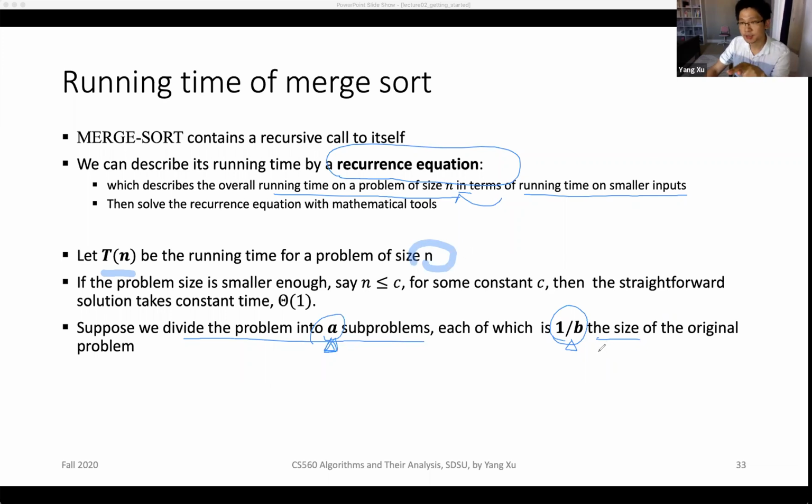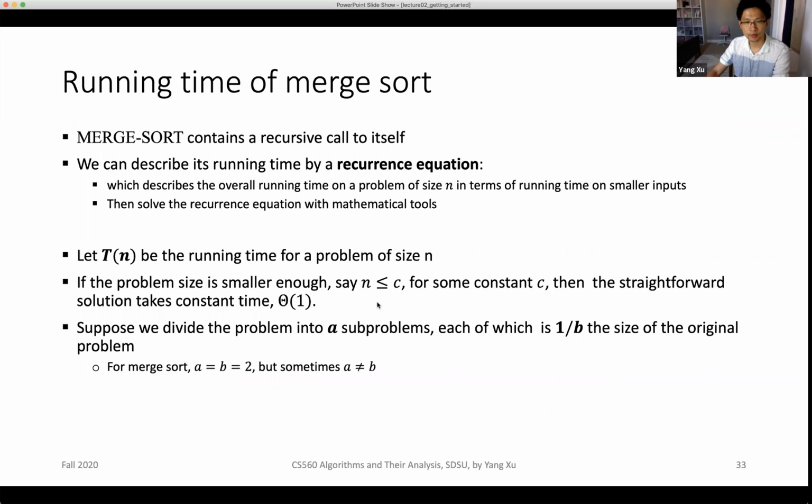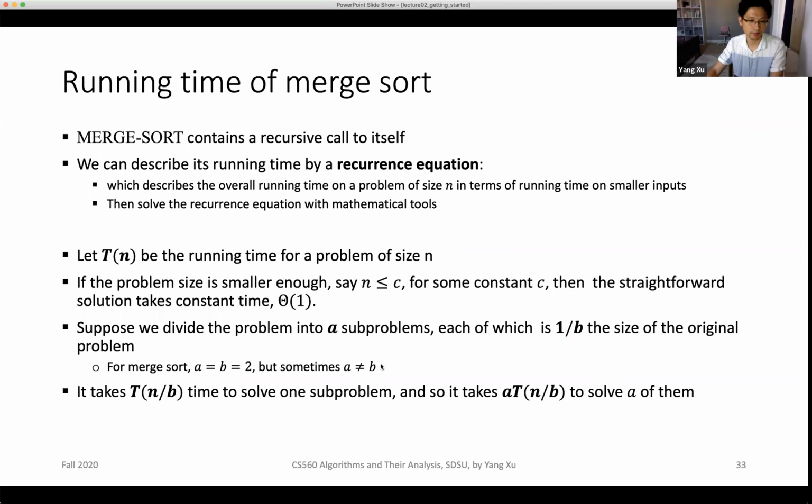In the case of merge sort, b is almost 2, right? Because the left half and the right half are almost one half the size of the original. And the number of subproblems is also 2. But these numbers can change depending on what the problem is. Sometimes a doesn't necessarily equal b.